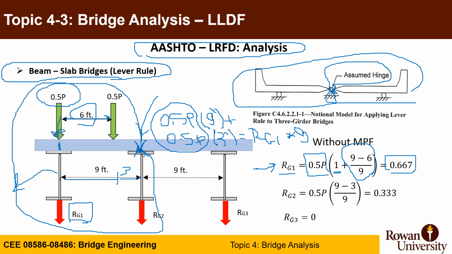In order to get RG2, you take the moment around the other hinge. That will result in half P times 6 over 9, which is 9 minus 3 over 9. It will give you a third of the load in this particular configuration. A third of the load will go to the interior, and 2/3 will go to the exterior. Make sure that in this case you didn't add the multiple presence factor m. In this case, you are only loading one truck, so this factor has to be multiplied by 1.2, as we showed earlier.